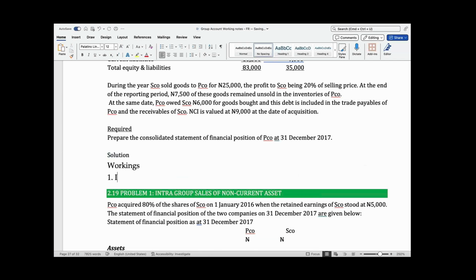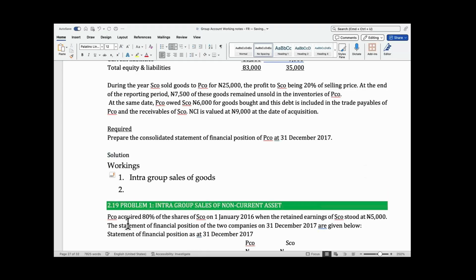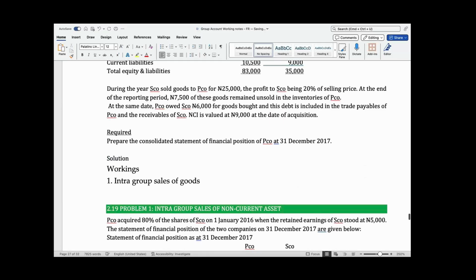Number one is that there is intra-group sales of goods, and ESCO sold to Pico. My concern is the unrealized profits. And the unrealized profits is 20%. If you do 20% of 25,000, you are wrong, right?